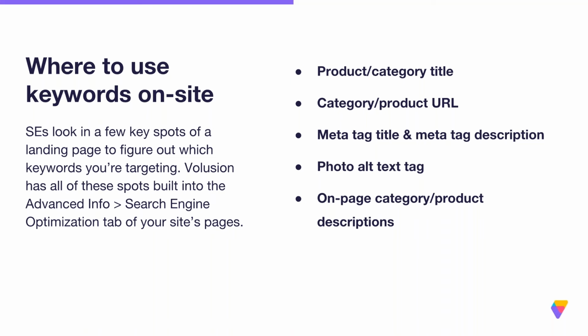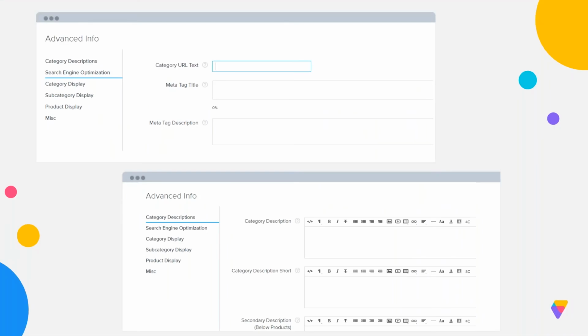They're within the Advanced Info tab on any category or product page, and then you would just click on Search Engine Optimization. You can see here this is for a category page. That top graphic shows us the 3 main areas we'd recommend optimizing. Category URL text being the opportunity to optimize that URL field so that customers know they're landing on the correct page if it appears in the search result.